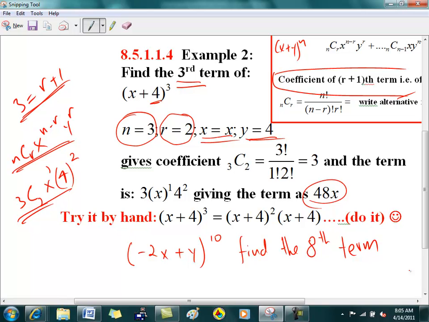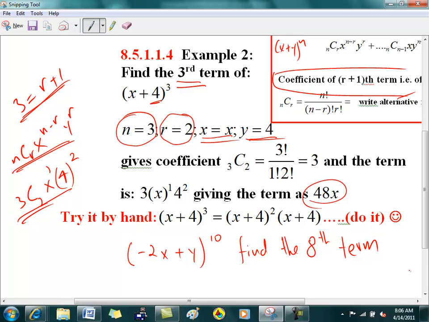The general term is nCr x to the n minus r y to the r, right? n is 10, C is 7, x is negative 2x, so parentheses, please. And then 10 minus 7 is 3, and y is y, and then this guy should be 7. So just chug that. And what do you get? I got negative 960 x cubed y squared. I would kind of buy that from you.